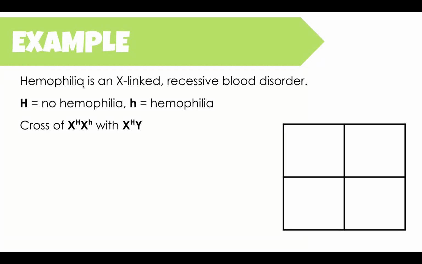The first trait we're going to look at is hemophilia. It's an X-linked trait, so that means it's going to be attached to those X chromosomes. And it's recessive, meaning that to have hemophilia, you need to have the lowercase h or recessive allele. If you have the dominant allele, the uppercase H, you would not have this blood disorder, no hemophilia.